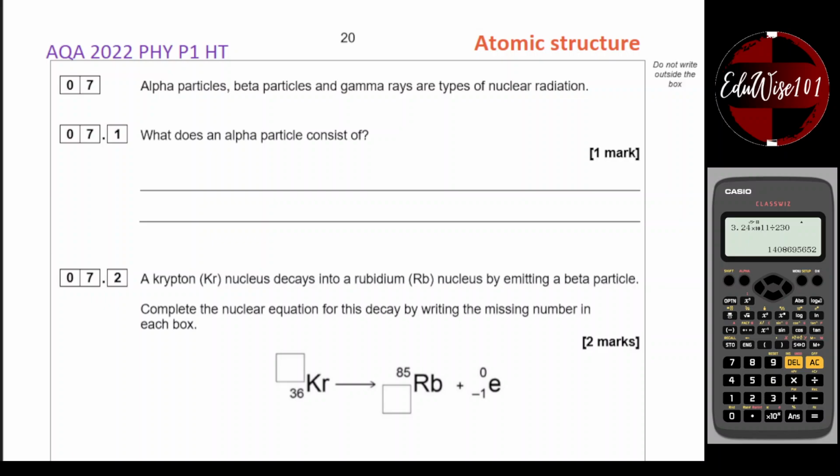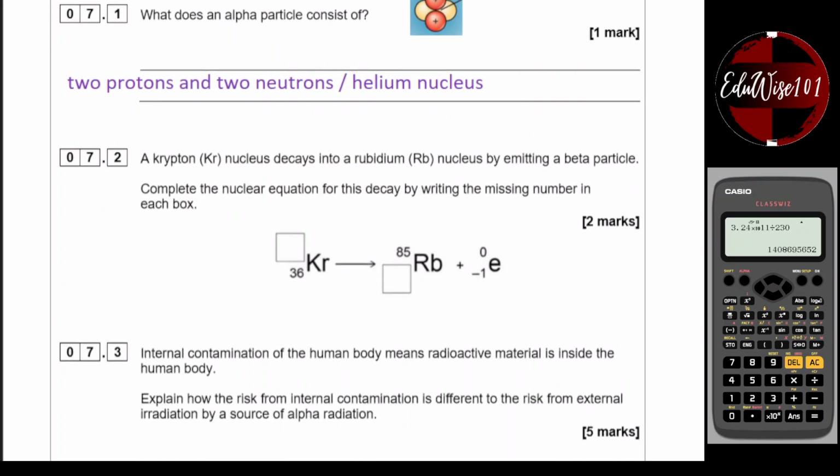Now, alpha particle is actually just a helium nucleus. So it should have 2 protons and 2 neutrons. So you could say it consists of 2 protons and 2 neutrons, or you could simply say it's a helium nucleus. Remember, it's a helium nucleus, not an atom. It doesn't have any electrons. Remember, beta, on the other hand, is simply just a fast-moving electron, whereas gamma is simply an electromagnetic wave.